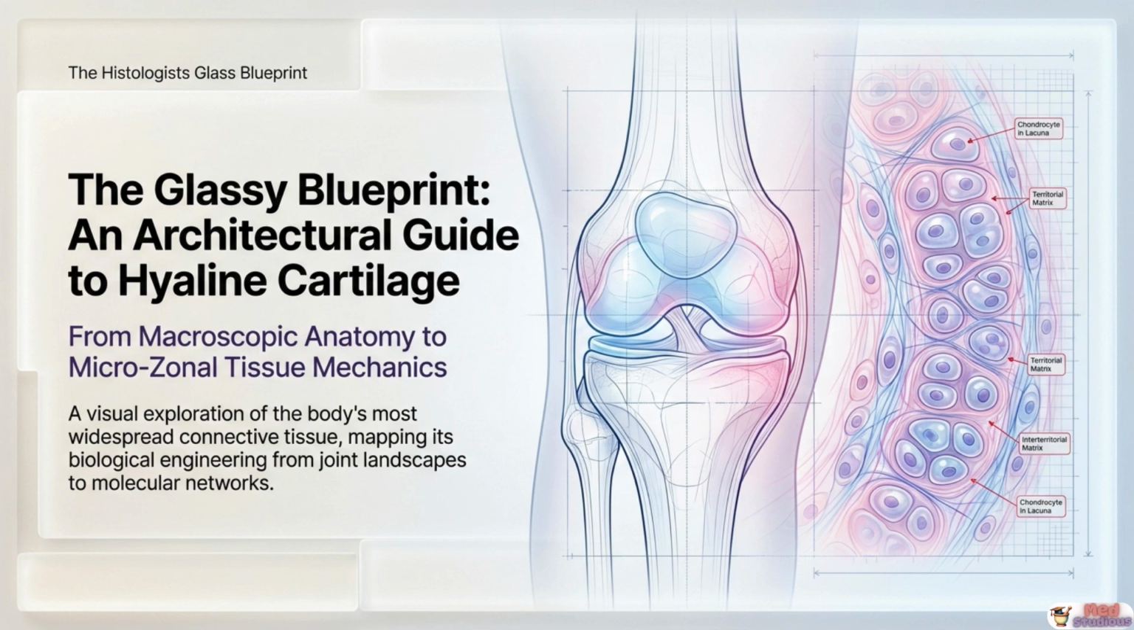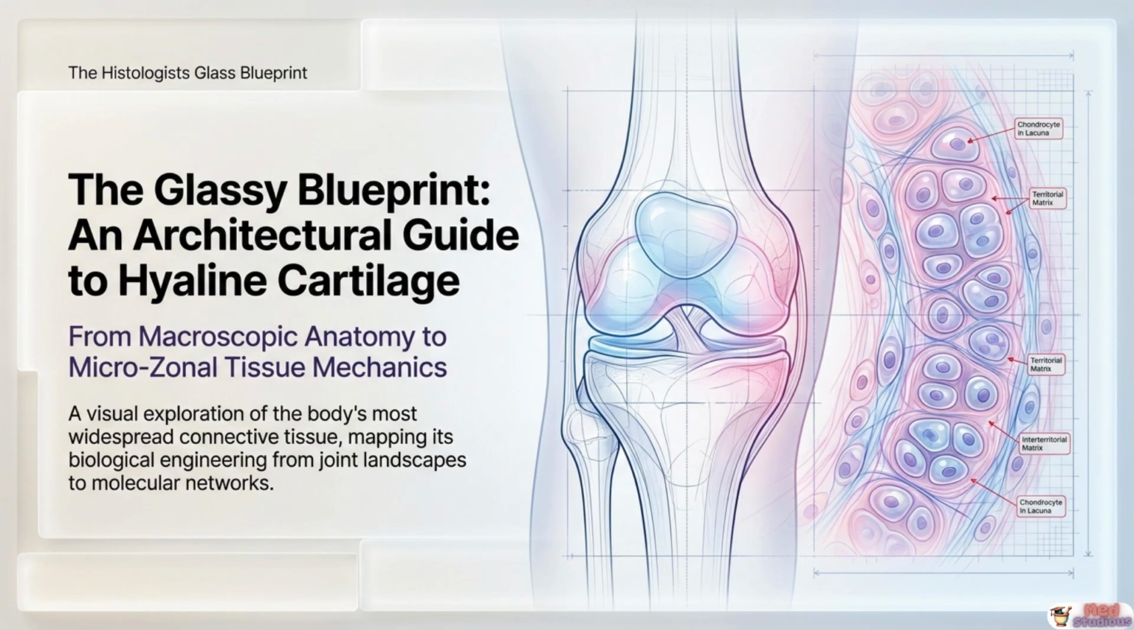Welcome back to Studious. Today we explore the most abundant, most widely distributed, and arguably most clinically important cartilage type in the entire human body, hyaline cartilage. If you bend your knee right now, hyaline cartilage is silently absorbing the load. When you breathe, hyaline cartilage keeps your trachea open. When you were a developing fetus, hyaline cartilage was the blueprint for your entire skeleton before bone existed.